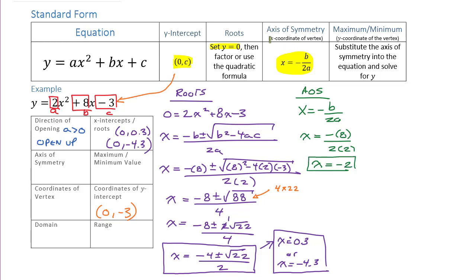The axis of symmetry is also the x coordinate of our vertex, so we already know one of the coordinates of our vertex. Let me write this all down. The axis of symmetry is a vertical line, just to remind you. I'm going to write that here, and you can write that in your notes if you want to remember. Vertical line.